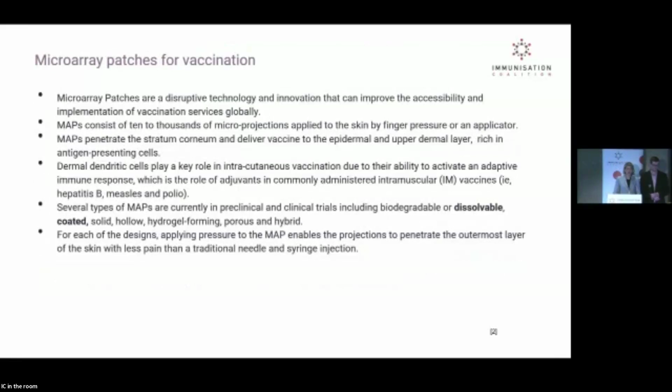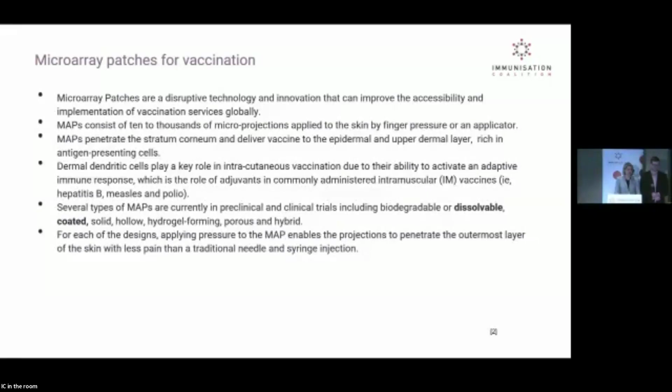So microarray patches are a disruptive technology and an innovation that can improve accessibility and implementation of vaccine services globally. They consist of tens to thousands of microprojections applied to the skin by finger pressure or an applicator. And I've actually got, this is the Vaxxis microarray patch. Have many people seen these? This is the Vaxxis microarray patch, the Generation 3 one that I've got sort of for show and tell at the moment. And we've got sort of a demonstration video that we can show you soon as well.